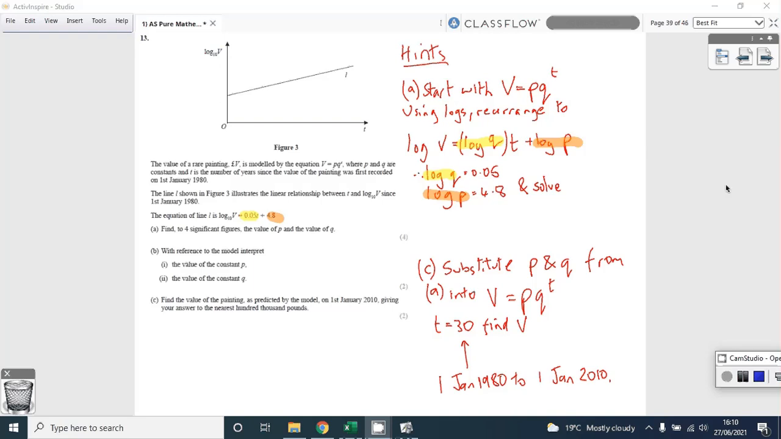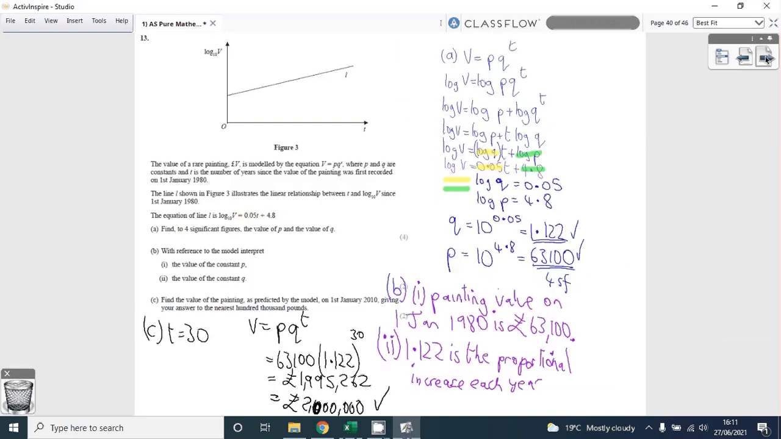So here follows the solutions for question 13. So for part A, start off with V equals P, Q to the power of T, log both sides. Then using the multiplication rule, the right hand side becomes log P plus log Q to the power of T. Using the power rule, the right hand side, your second term becomes T log Q. And then I've just rewritten it the other way around, so it makes it more into the y equals mx plus c format. That ties it in with the question.